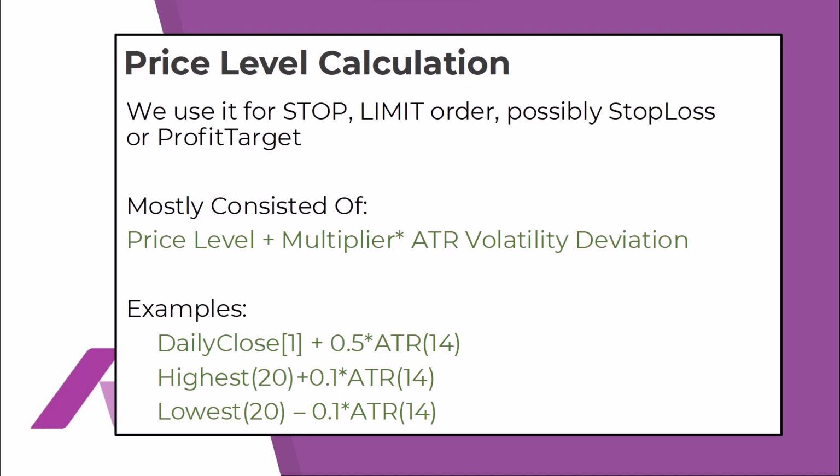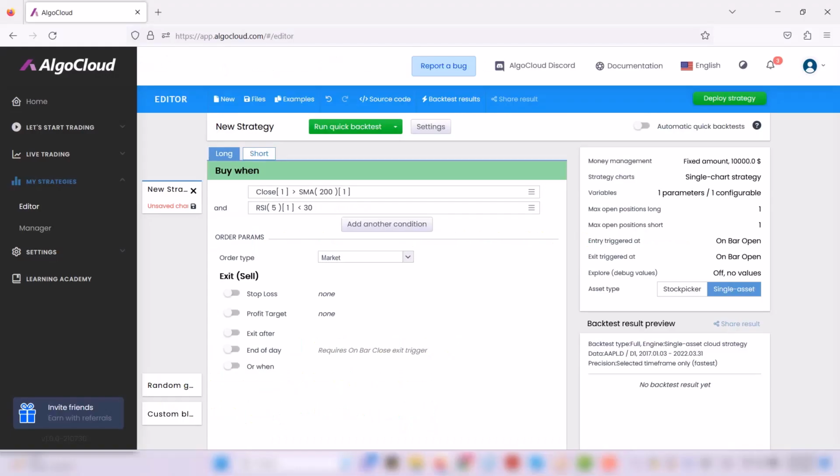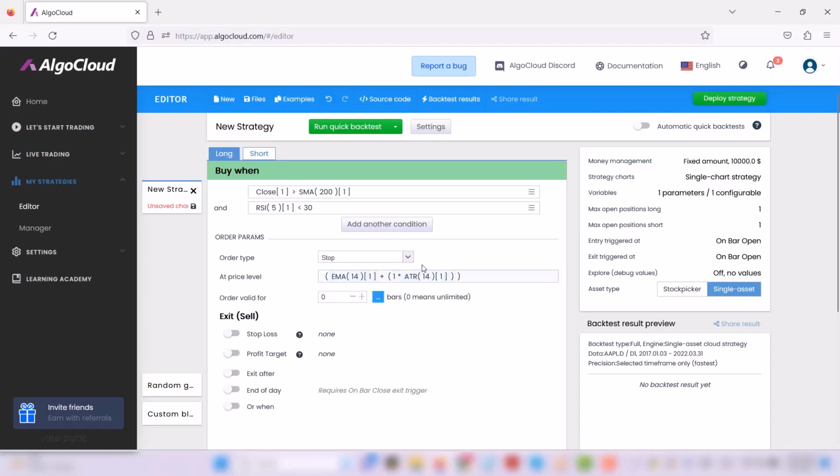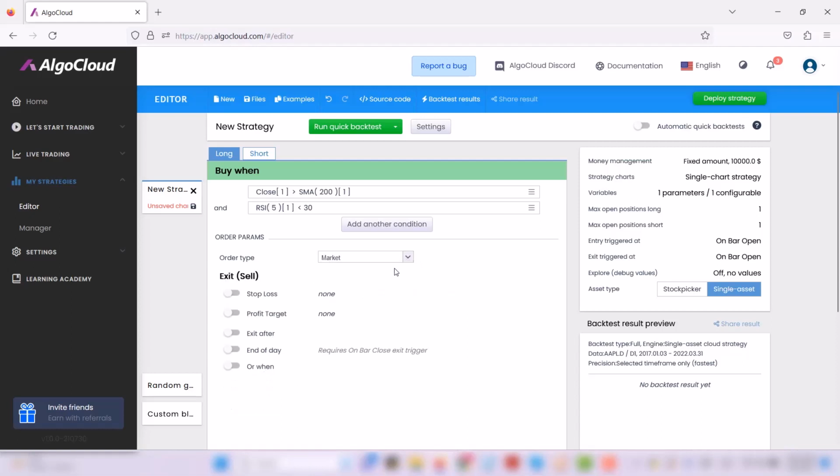So at this point, you already know the meaning of each order and also the price level calculation. So let's move to AlgoCloud, where I will show you how to set up each of these orders. It will be kind of easy because our strategy uses the market order. If we wanted to use a stop or limit, we simply change the order type, and as you can see, it will automatically show our mentioned price level. Since our strategy uses a market order, no further step is needed.